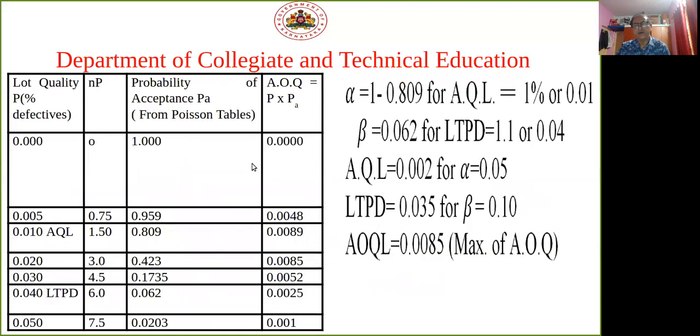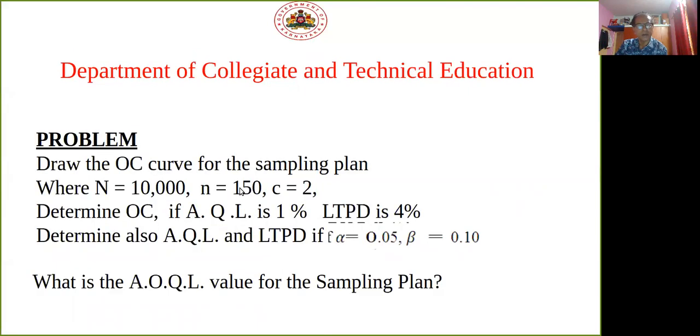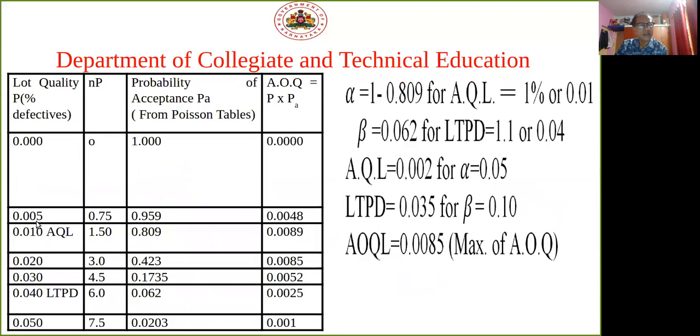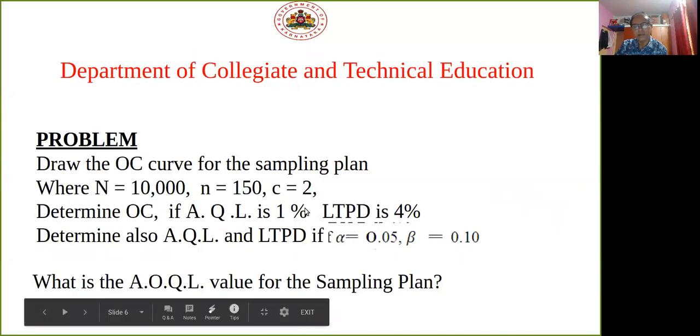Now from this table, in the problem he has given AQL as 1% and LTPD as 4%.